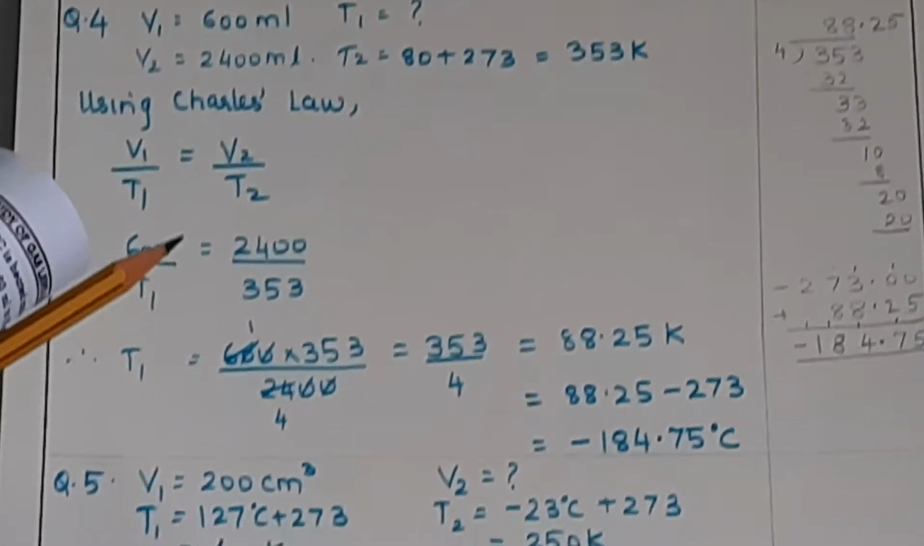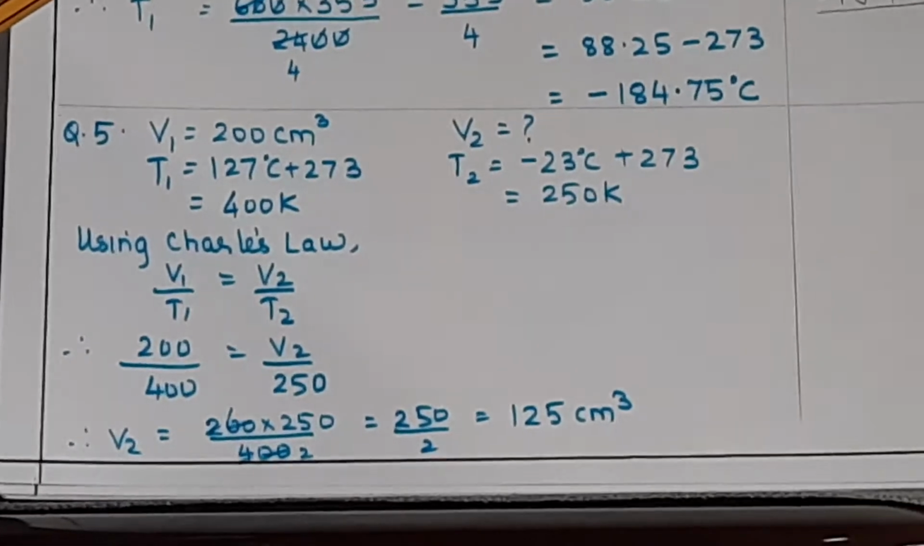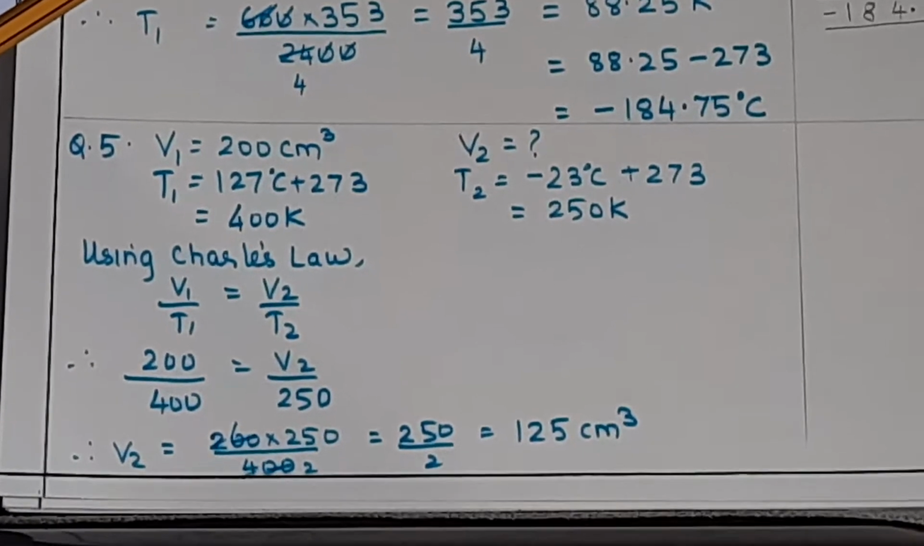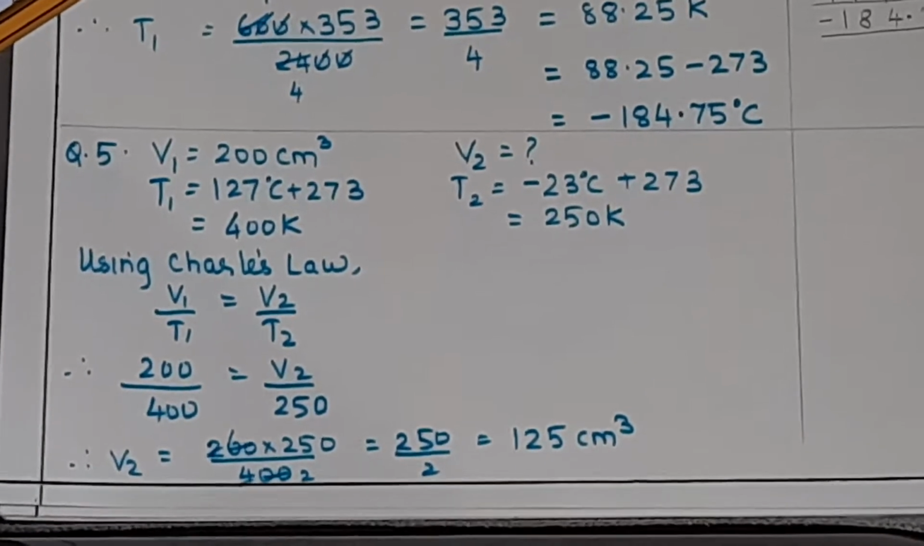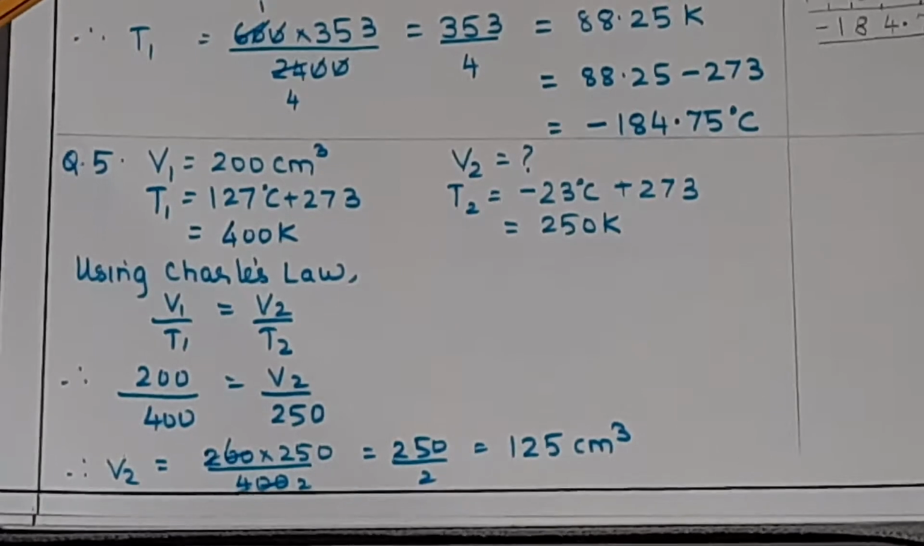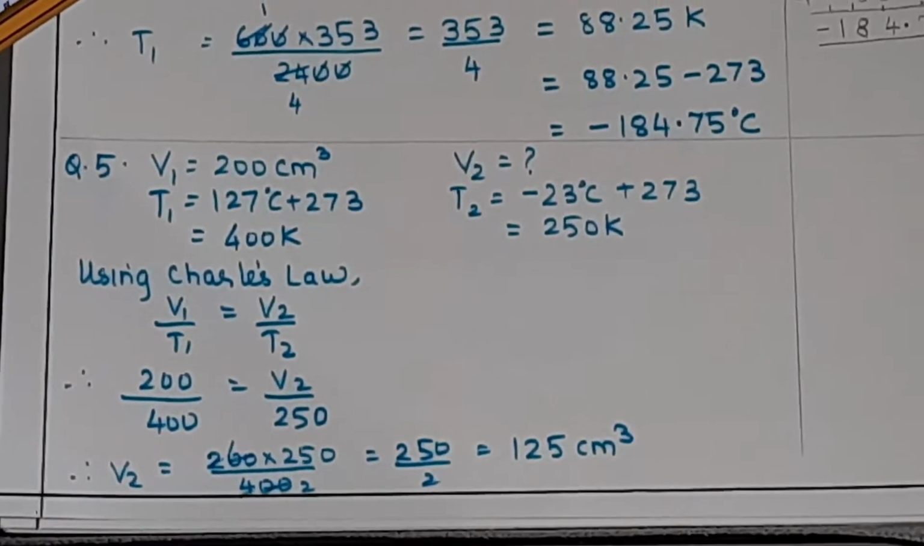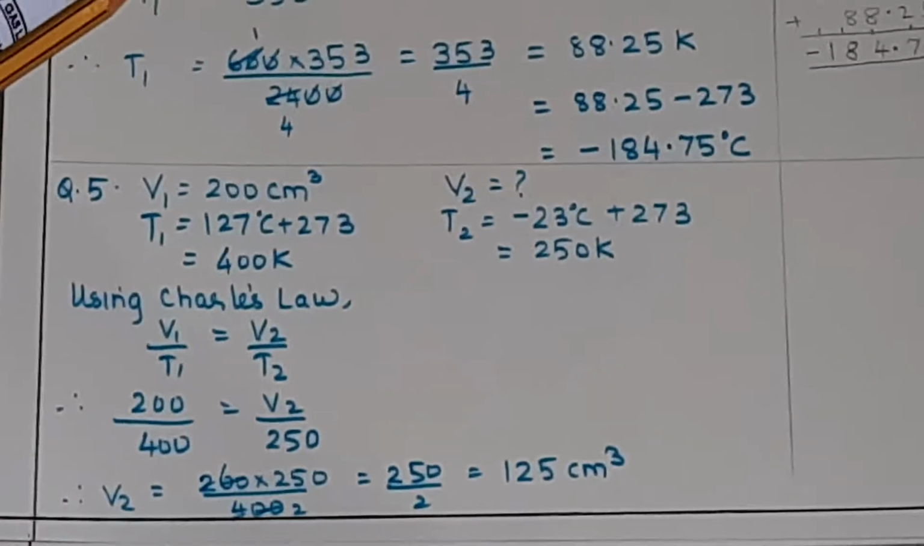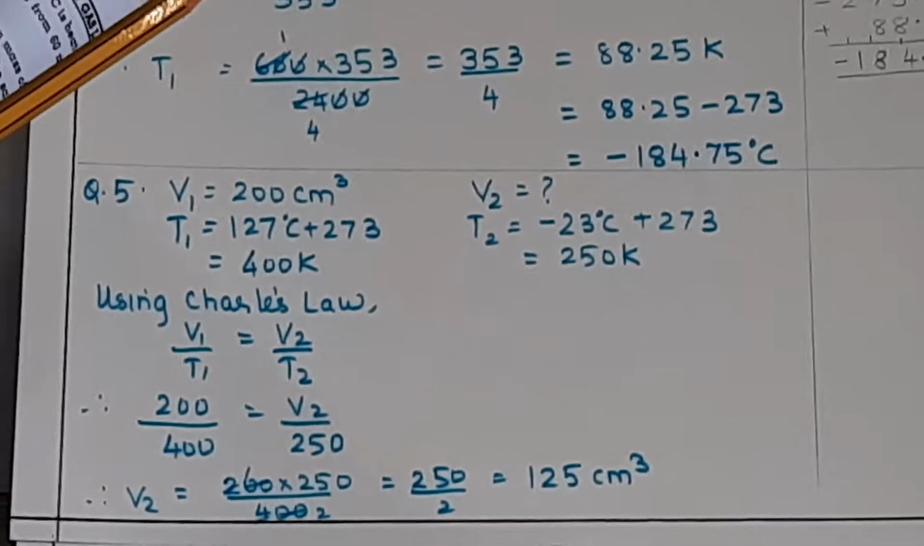A gas occupies a volume of 200 centimeter cube at a temperature of 127 degrees Celsius and 760 mm pressure. Find the volume of the gas at minus 23 degrees Celsius and at 760 mm pressure. Now here in this sum, the pressure value is given just purposely to confuse you.